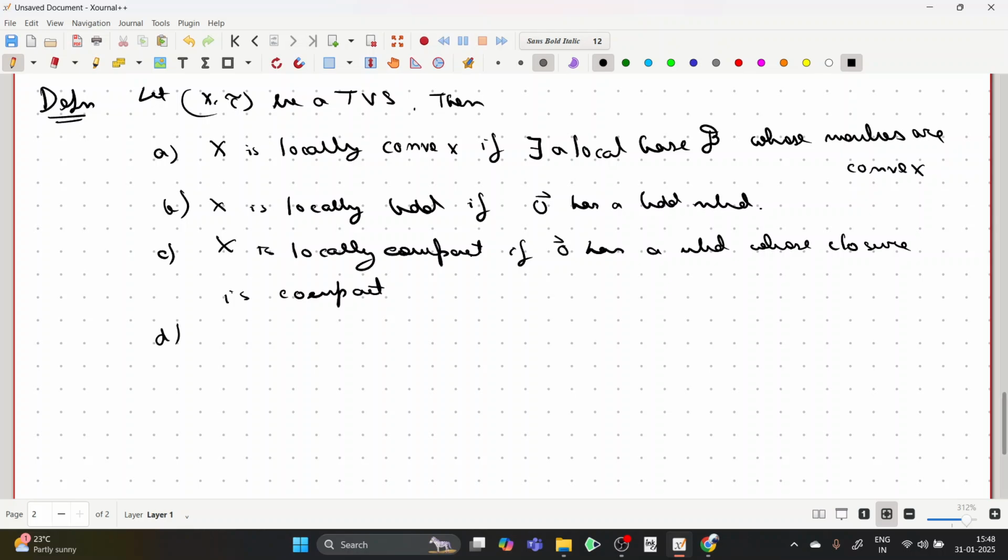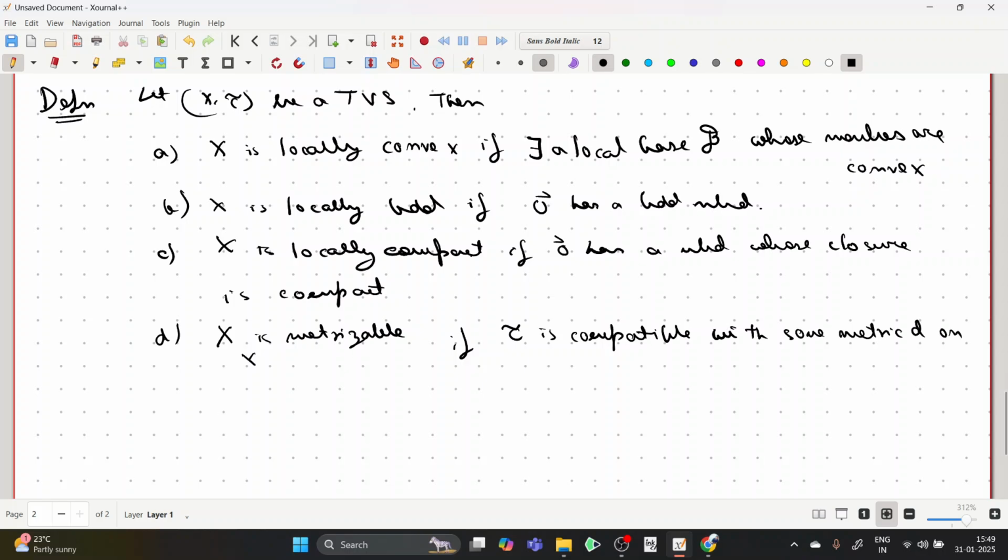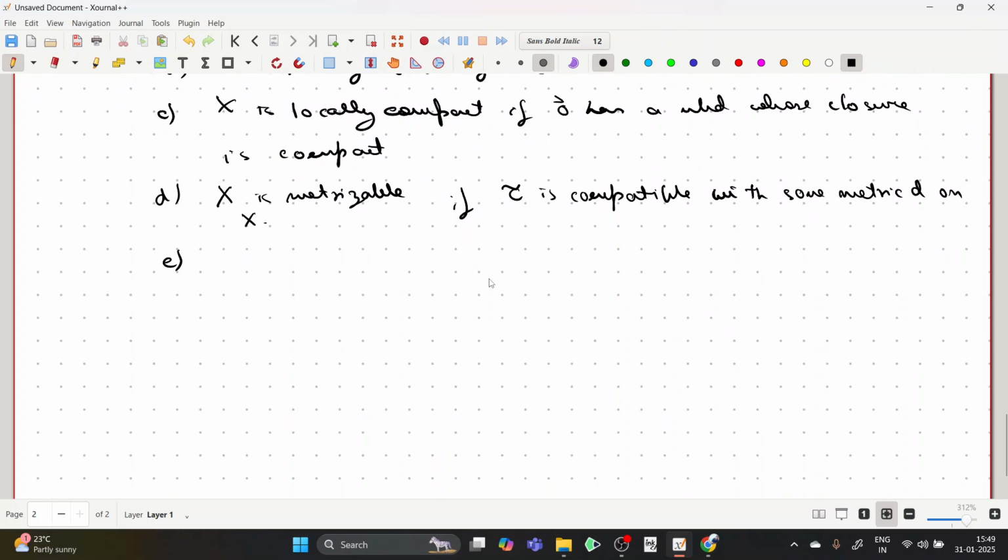Okay. Definition D, we say that a topological vector space is metrizable if we can define some metric on it which can induce the same topology. So X is metrizable if tau is compatible with some metric D on X. That is, I can construct a metric D on X, and using that metric I can form this topology, right? In that case I say that the topology is compatible with that metric.